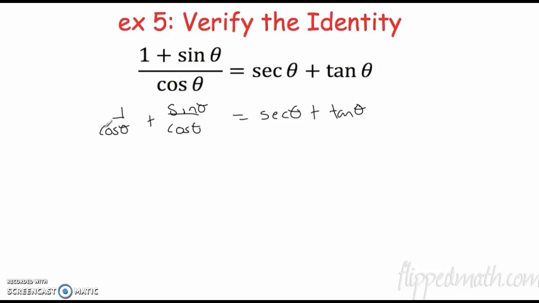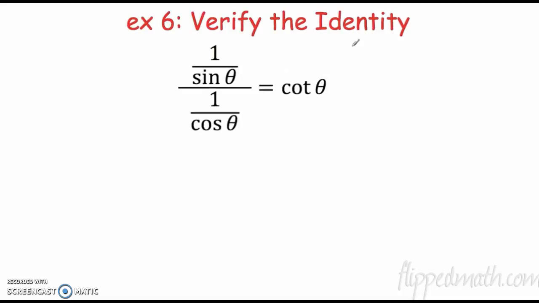Well, what is 1 over cosine theta? See, this is why it's nice. 1 over cosine theta is secant theta. And what is sine over cosine? Well, that is tangent theta. See, it looked a little bit tough right at the beginning, but it's really just one step, and then we verified it. All right?